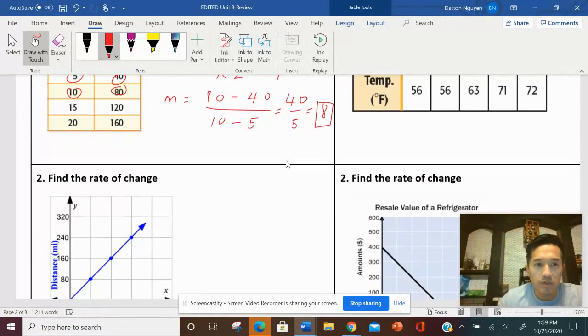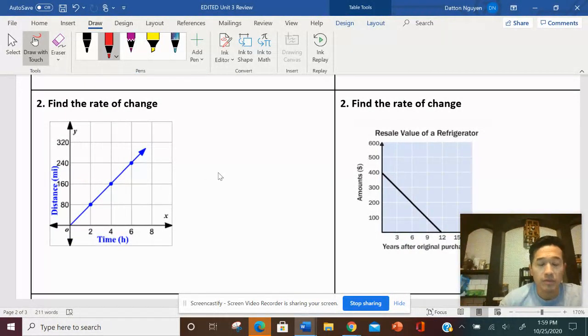Moving on, find the rate of change here from a graph. Now always start from a y-intercept. So if it touches the y-axis, you can always start from there and then move up from that point. So here you can tell I'm moving up here, 80, and going over 2. So my slope, m, is equal to 80 divided by 2, which will give me 40 as my slope.